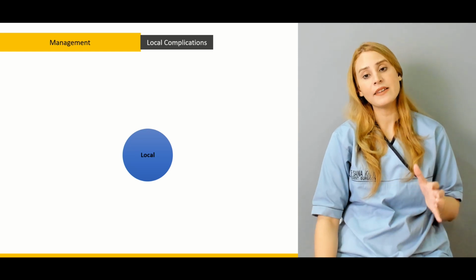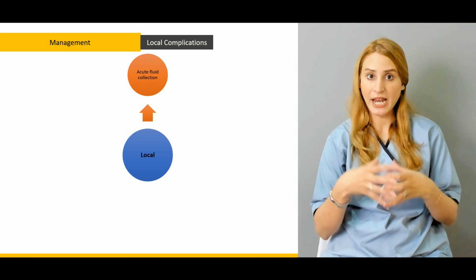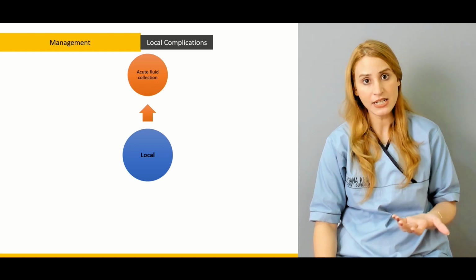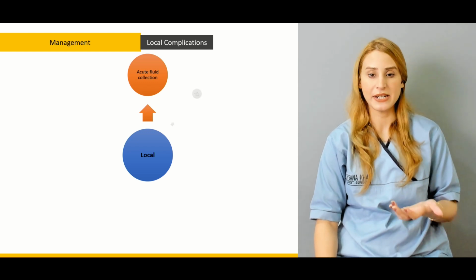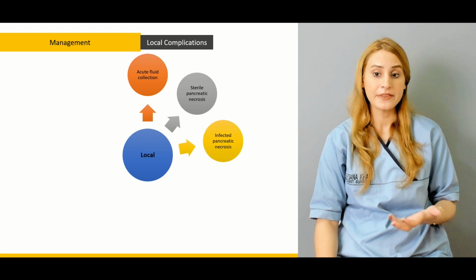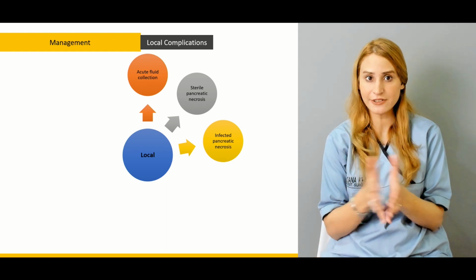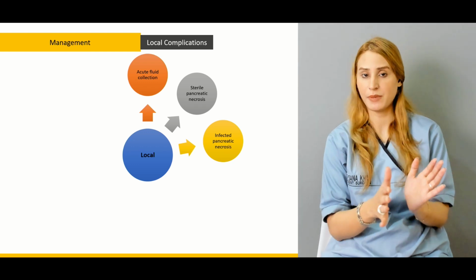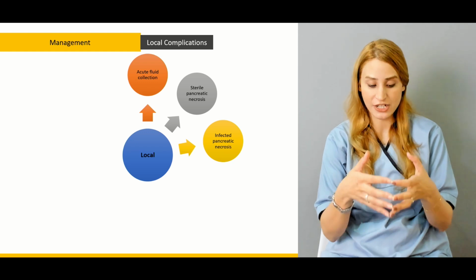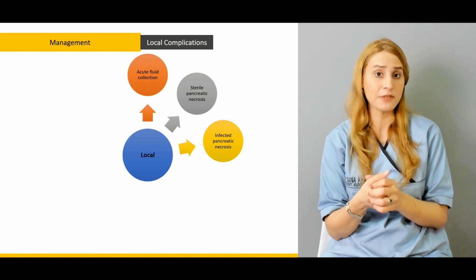Now, if we talk about the local complications, there can be acute fluid collection, either in the peripancreatic region, or there can be a fluid accumulation in the peritoneal cavity, and that can actually cause peritonitis. There can be sterile pancreatic necrosis. There can be infected pancreatic necrosis. What do you mean by sterile pancreatic necrosis? That means that there was acute pancreatitis, and as a result of that, a local complication developed, and there was actually necrosis of the pancreas. But that was sterile, that was not infected.